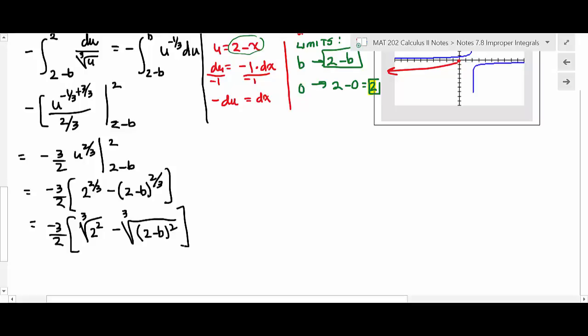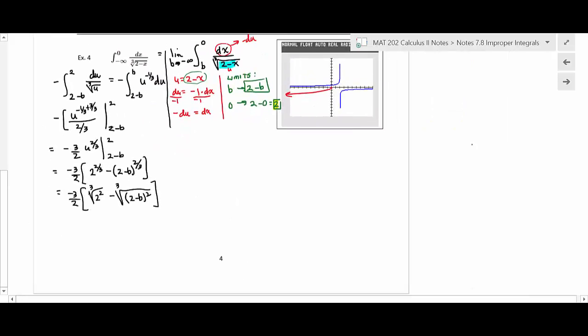Okay, so that's what we're going to take the limit of, and this time, as b goes to negative infinity. So we want to go back to the original problem, and we're going to negative infinity now. Okay, so now let's do that. We're going to do the limit as b goes to negative infinity.